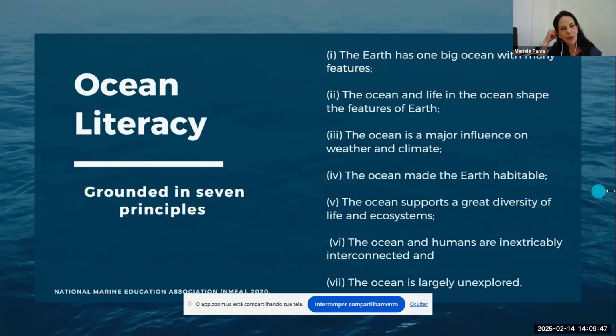Ocean literacy is not something new. It was first defined in, I don't know, 2004, I guess. Since then, it has been evolving, and recently it has been grounded in 7 principles. These principles mostly talk about our relationship with the ocean and also about the benefits that it brings to us humans.